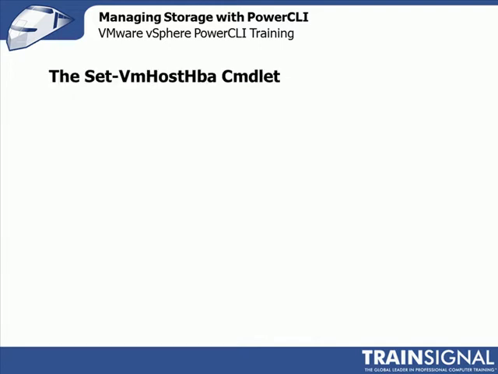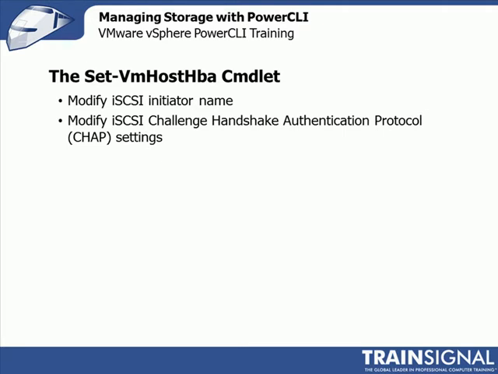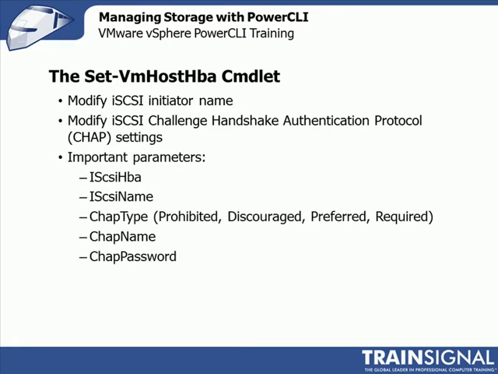So we'll start out with the Set-VMHostHba commandlet, which I mentioned a couple slides ago. One of the things that you can use this commandlet to do is to modify your iSCSI initiator name. This is sort of analogous to a host name in an IP network. This is the client side piece. The initiator is the client that's asking for storage resources. And you can use the Set-VMHostHba commandlet to change that name. You can also change settings for CHAP, and there are a lot of settings in there that you can manipulate.